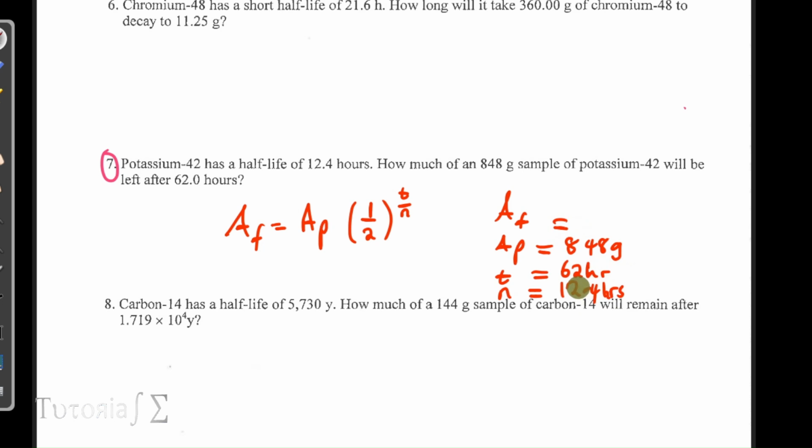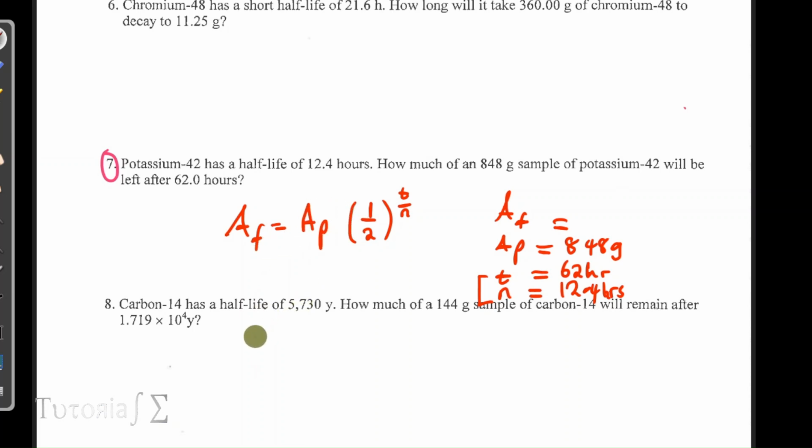Another thing to note: you should make sure that the time and the half life have the same units, because sometimes you'll be given the half life in days, then the time in hours, then you're asked to find the future value from the present value. So that's one thing to note.